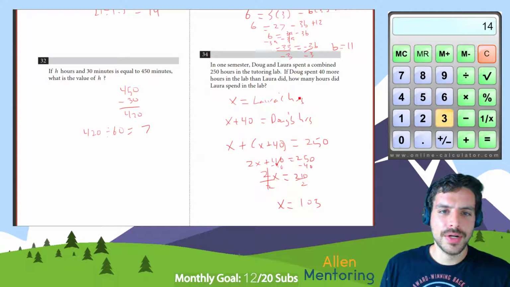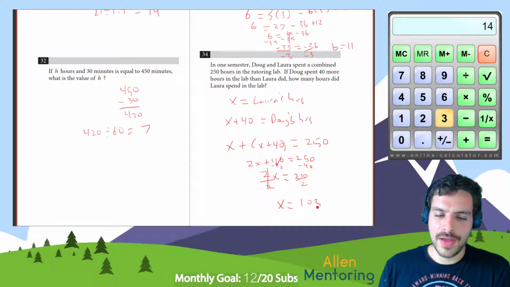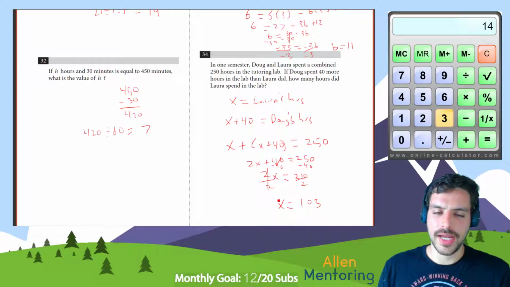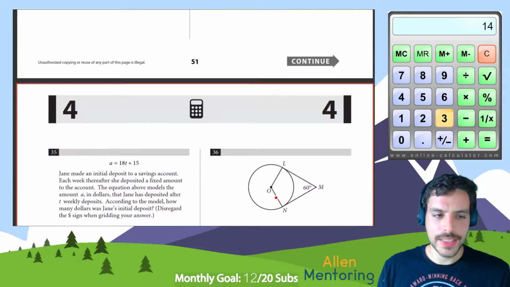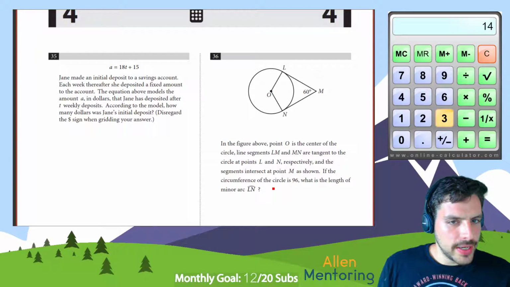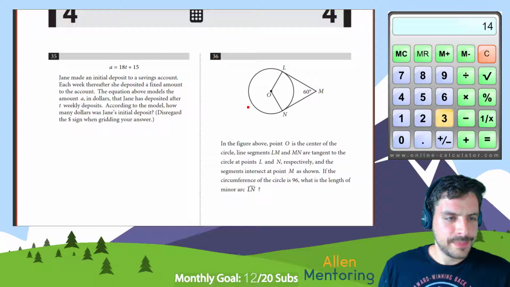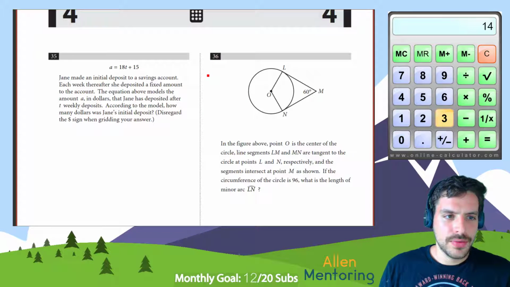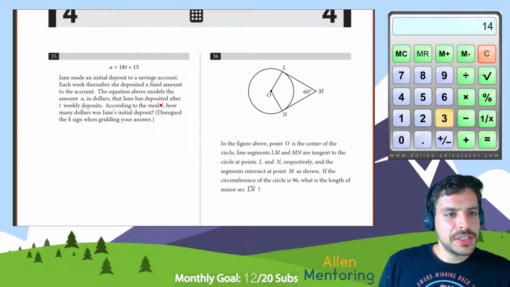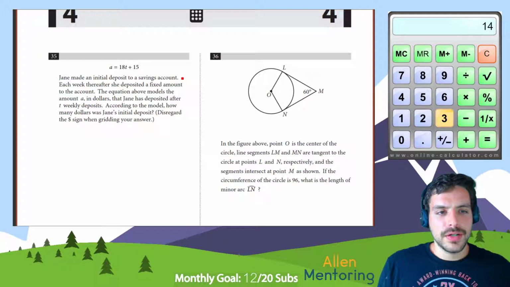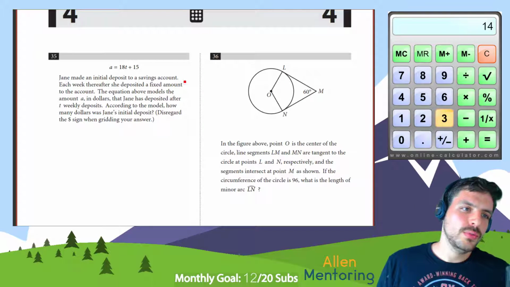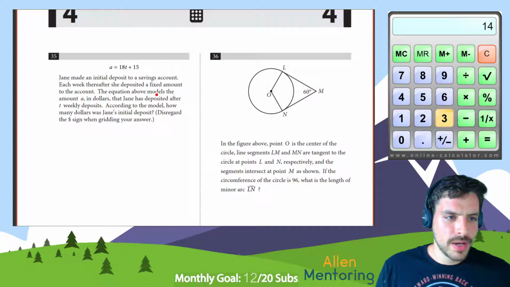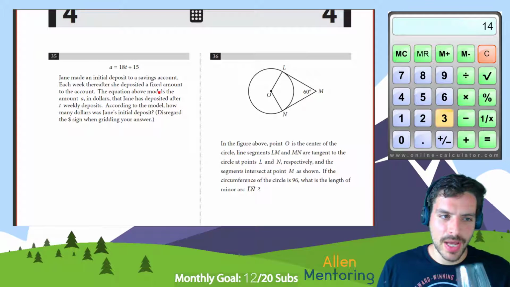Okay, so how many hours did Laura work? 105 hours, right? And she is represented by x. Very nice. All right, 35. A is equal to 18t plus 15. Okay. Jane made an initial deposit to a savings account. Each week thereafter, she deposited a fixed amount to the account. The equation above models the amount A in dollars that Jane deposited after t weekly deposits. According to the model, how many dollars was Jane's initial deposit?